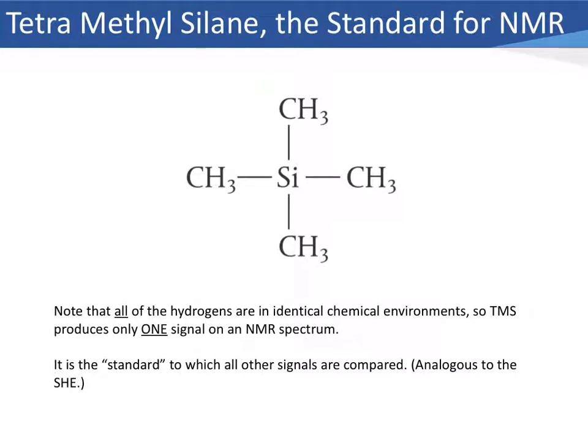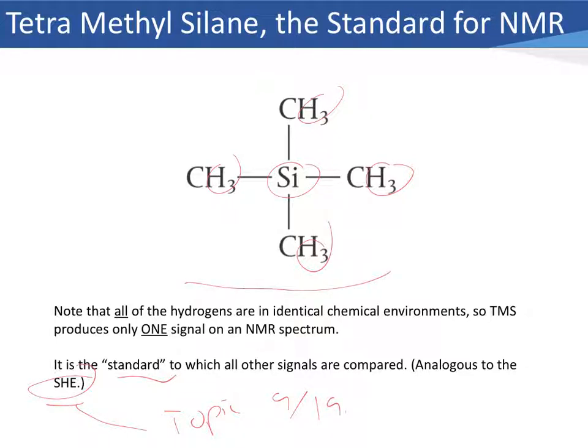So, in order to have a standard, there needs to be a standard molecule that has the same chemical environment for every single hydrogen. So, tetramethylsilane, TMS, Si(CH3)4, all of these hydrogens have the same chemical environment around this silicon. And so that is the standard. And it's analogous to the standard hydrogen electrode, which we will learn about in topic 9 and 19. It is a standard, and it's the chosen standard.